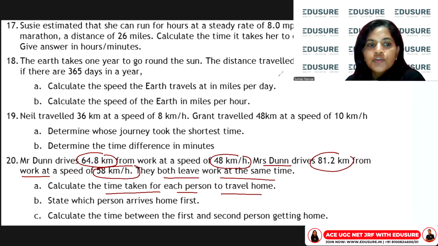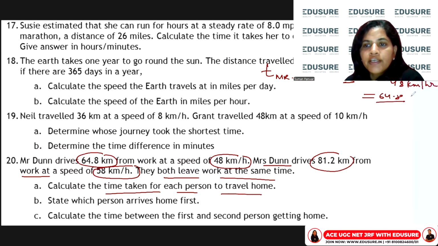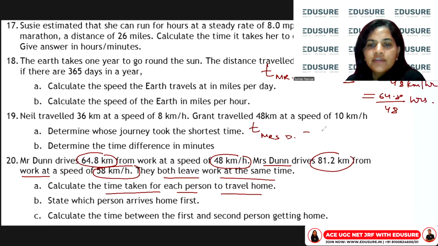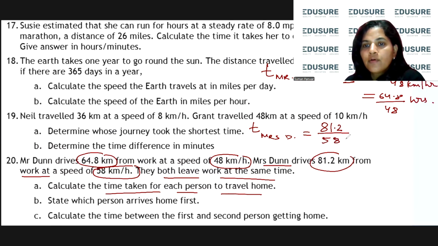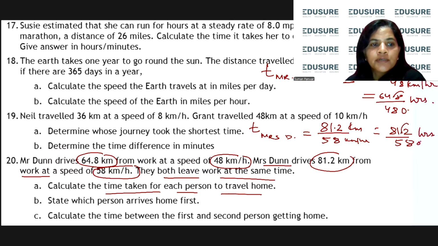Okay. So time taken by Mr. Dun is equal to distance divided by speed. So 64.8 kilometers divided by 48 kilometers per hour, which is 64.8 divided by 48 hours. And time taken by Mrs. Dun is distance, which is 81.2 divided by 58 kilometers per hour. So that is 81.2 divided by 58 hours. So this is 648 divided by 480, and this is 812 divided by 580. Let's try to simplify them a little bit more.